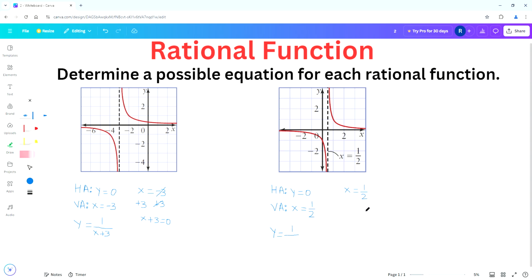We have to set this equation equal to 0. The first step is to cross multiply the two. Next, we can subtract 1 from both sides. The expression in the denominator of the rational function should be 2x minus 1. This can be the possible equation for the second graph.